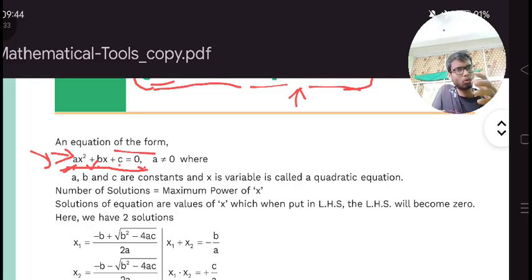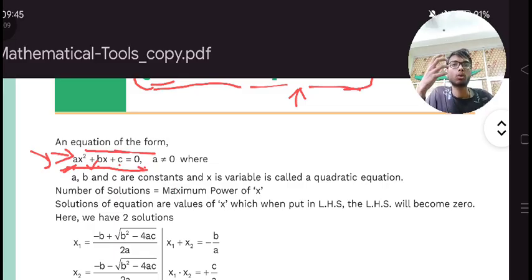What will happen when we put 0 in the place of a? It will become something else, or you can say it will become a linear equation, not a quadratic equation. When 0 is put in the place of a, the whole thing will become a linear equation. Clear? But here we need a quadratic equation. Okay, till here we are clear.